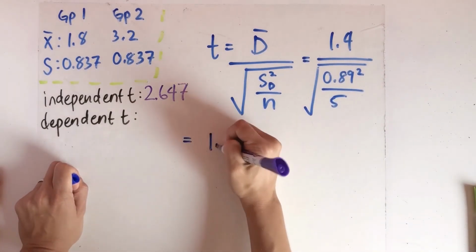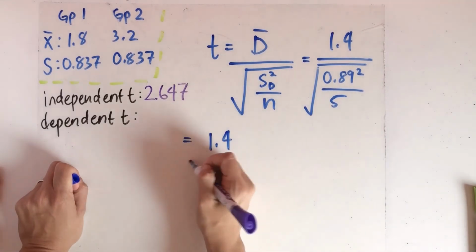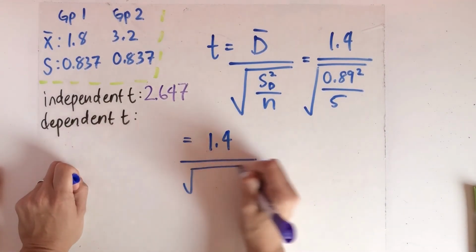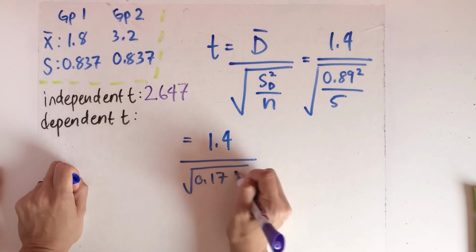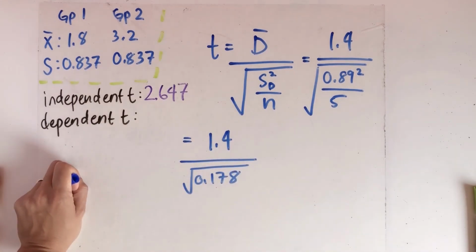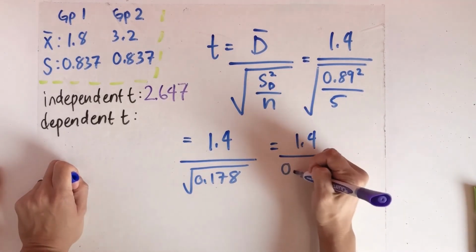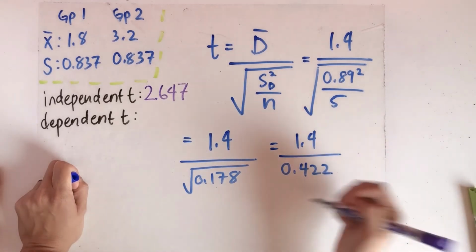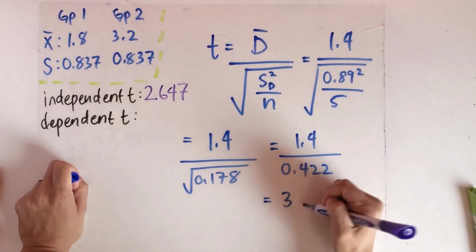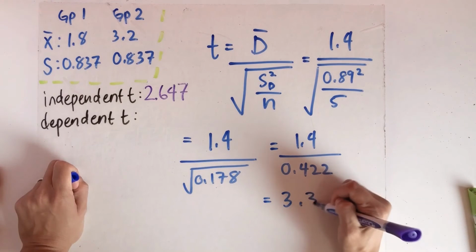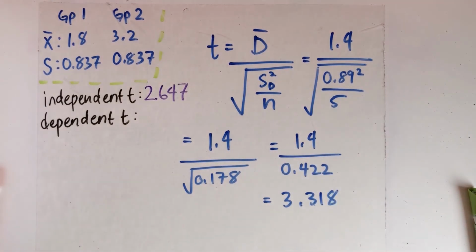Continuing to do maths, we have 1.4 divided by the square root of 0.178. Remember, we're just going to carry 3 decimal places through. If you want to carry more, feel free. They get heavy, so just carrying 3 is fine for me. And that is equal to 1.4 divided by 0.422. And so, in conclusion, the dependent t statistic is 3.318, rounded to 3 decimal places.